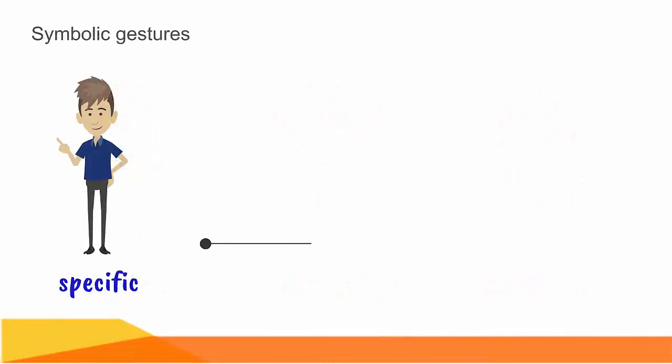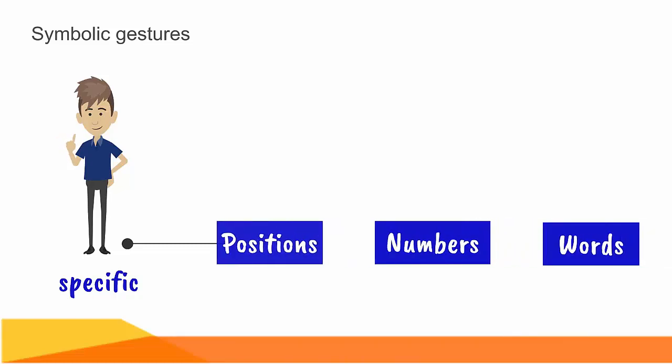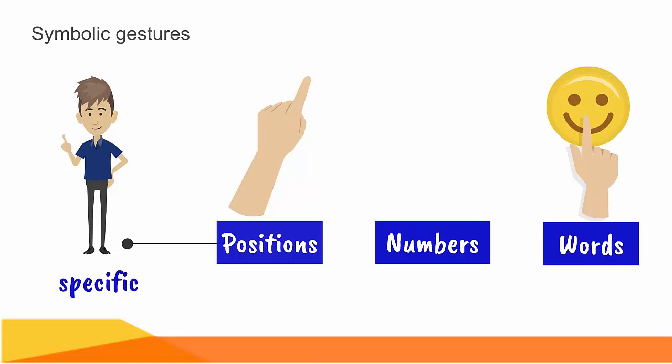Symbolic gestures are usually deliberate and are used to send specific signals or messages. Symbolic gestures can be used to communicate positions, numbers, or words. We often point to signal directions, such as up, down, left, or right. Putting an index finger to your mouth indicates be quiet. Holding up 2 fingers signals the number 2, 3 fingers the number 3, and so forth.